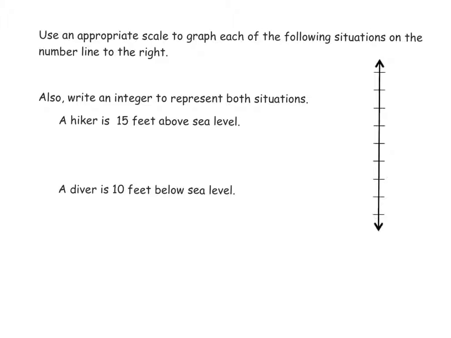You have to be comfortable with both. So the hiker is 15 feet above sea level. Well, if we're talking about sea level, that's going to be our 0. So I'm going to put 0 on there. And then since I have to get up to 15 and down to 10, because I'm looking ahead at my next one, if this is sea level, that's my even point. This would be 5, 10, 15, 20. And then I'm going to go the opposite direction. And remember, below 0 or to the left of 0 are my negatives.